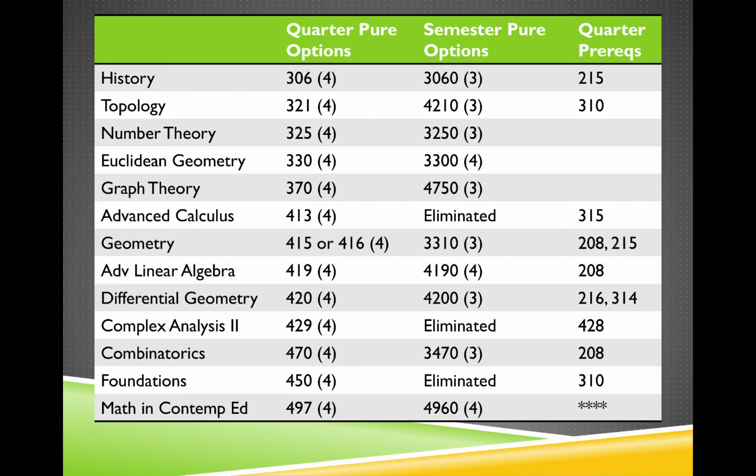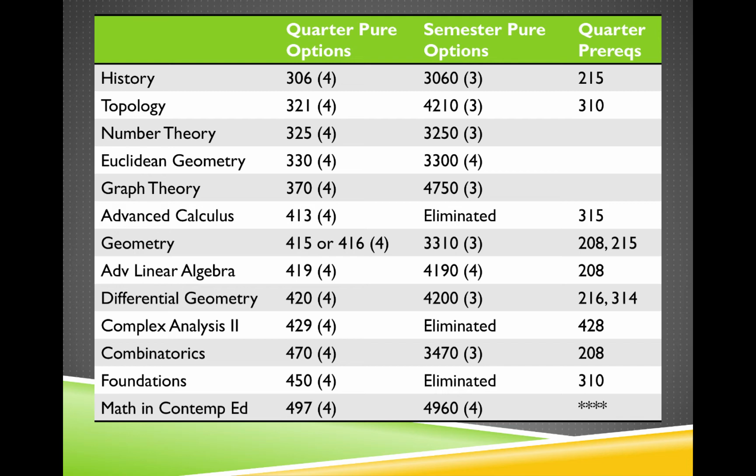Now some courses went from a 4-unit course and they still are a 4-unit course. The examples there would be the Euclidean geometry 330 is becoming 3300. 419 is becoming 4190. They're both 4 units. In that case, there's actually a significant amount of material being added to those courses because they're going to be 5 weeks longer, but the same number of hours per week.